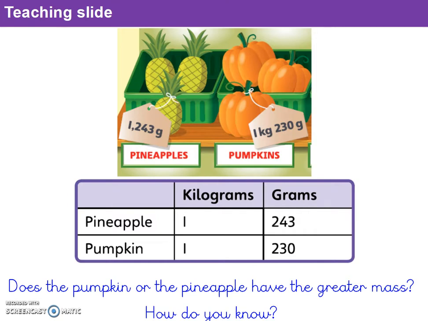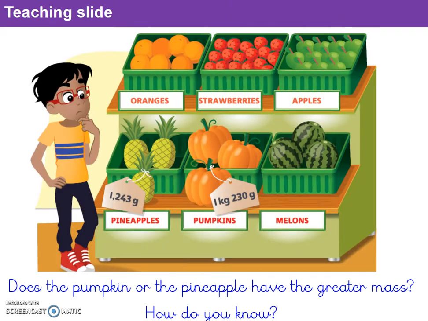So now we can make the answer of the pineapple has 1,243 grams, which is greater than a pumpkin, which has 1,230 grams. So our answer is the item with the greater mass is a pineapple at 1,243 grams, or 1 kilogram, 243 grams.